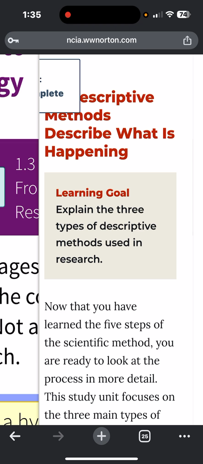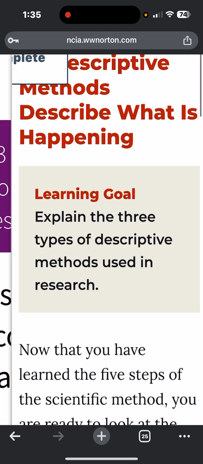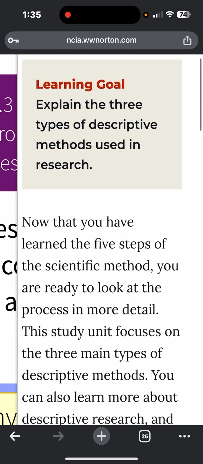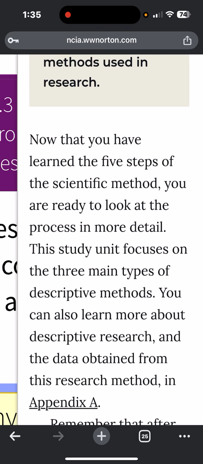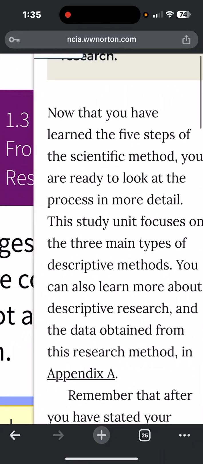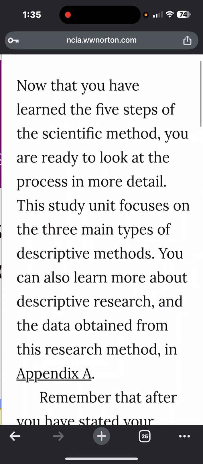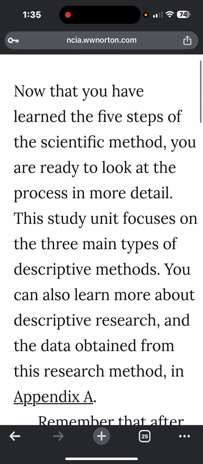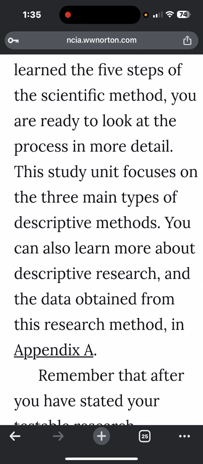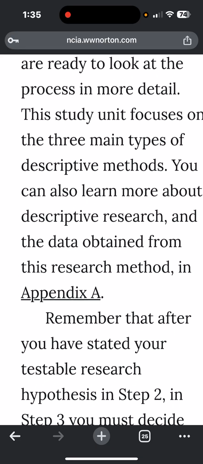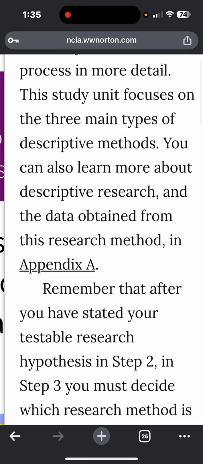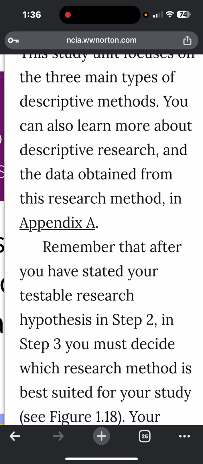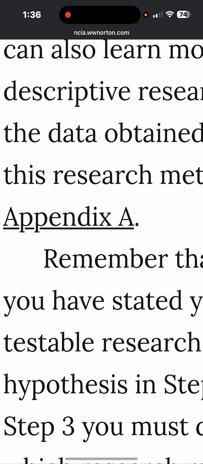Learning goal. Explain 3 types of descriptive methods used in research. Now that you have learned the 5 steps of the scientific method, are you ready to look at the process in more detail? Woohoo! We're just getting started, ladies and gentlemen. This study unit focuses on the 3 main types of descriptive methods. You can also learn more about descriptive research and the data obtained from this research method in Appendix A.